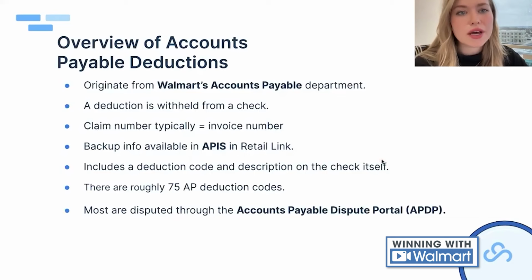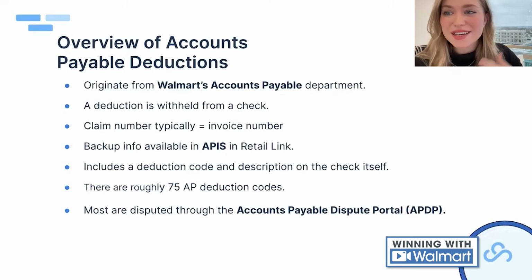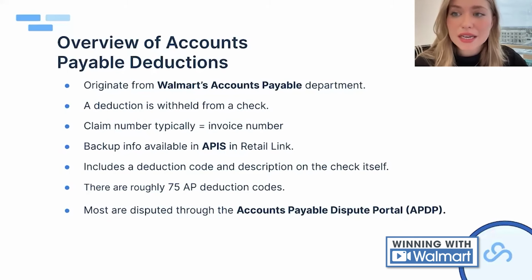Okay, so an overview of accounts payable deductions. This is actually going to be coming from Walmart's accounts payable department. They have a lot of systems and infrastructure in place, and they're going to be issuing most of these to you automatically by combing through your retailing data, combing through your data with Walmart, and they'll be submitted automatically if they think that something has gone wrong. But they originate from the accounts payable department.